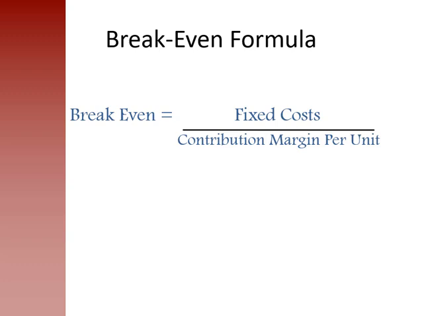This contribution margin per unit idea is useful to summarize your break-even formula that we're working with. In the numerator, you put your fixed cost, and in the denominator, you put contribution margin per unit. So notice the numerator is fixed cost in total. The denominator is on a per unit basis.